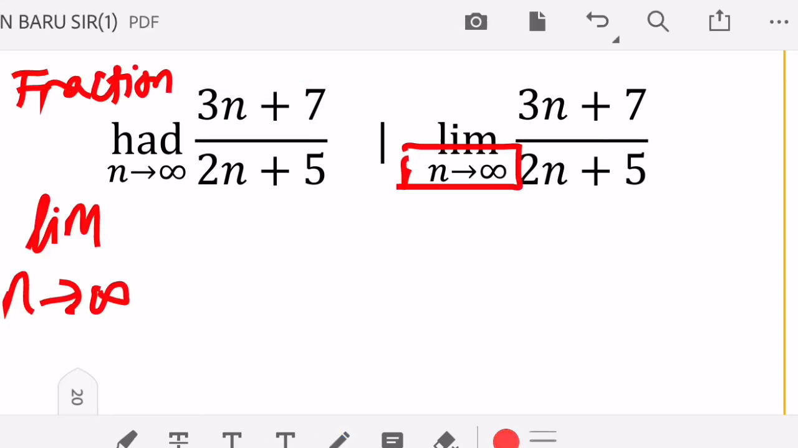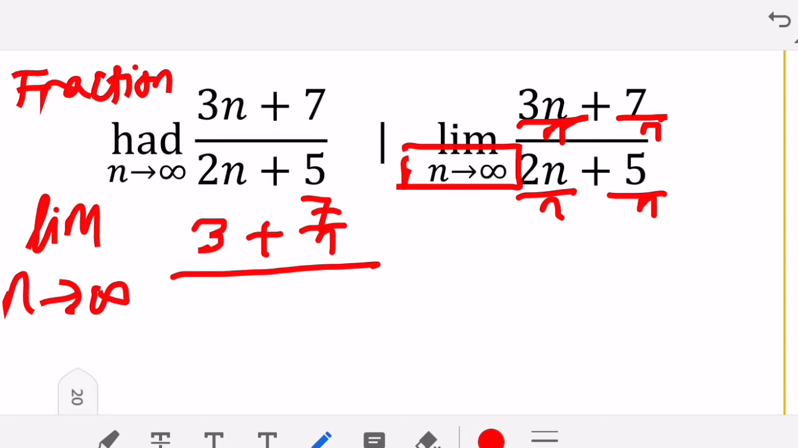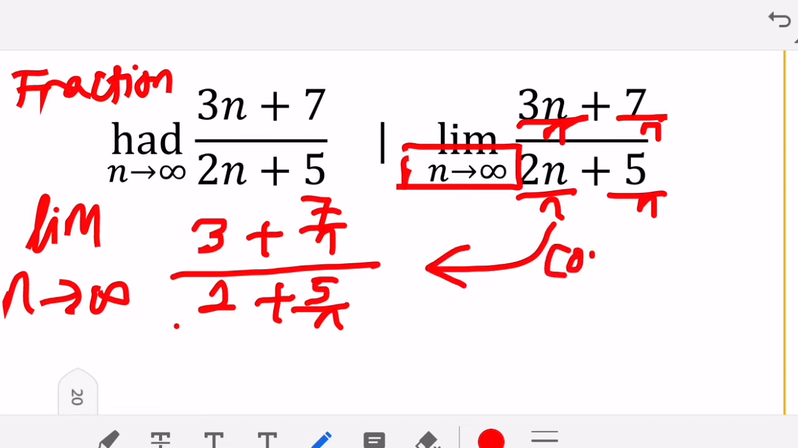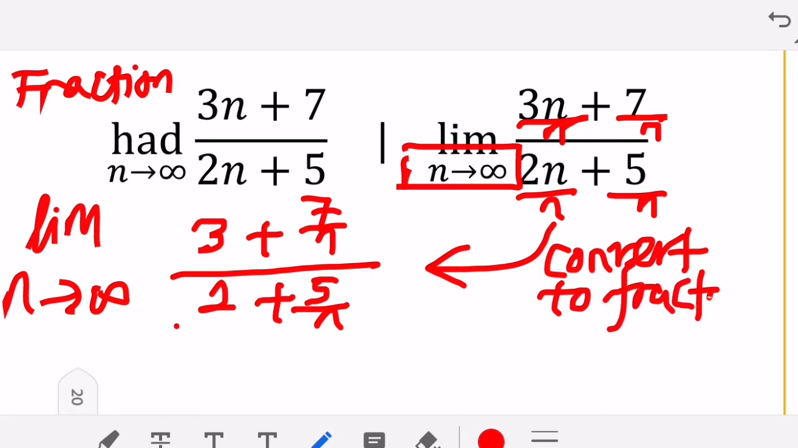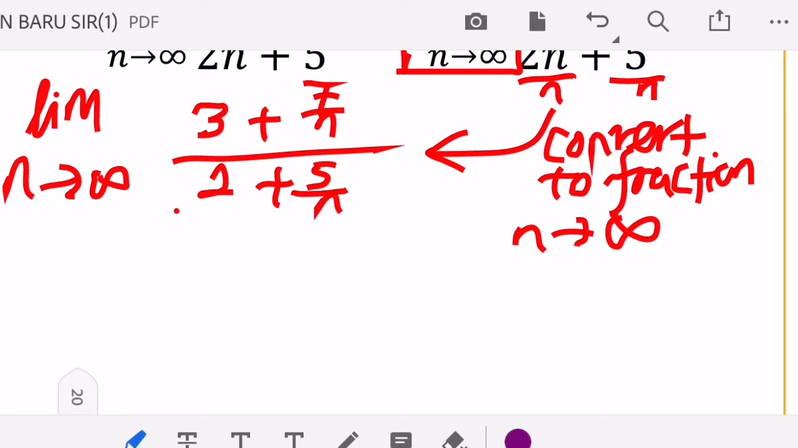So when n approaches infinity, we would like to see the fraction. In this case, you have to divide the terms one by one by n. After you divide by n, you see there is 3 plus 7 over n, which is a fraction, and then 2 plus 5 over n. So that is how you do a limit when n approaches infinity. You have to remember the step: when n approaches infinity, you have to convert to fractions.